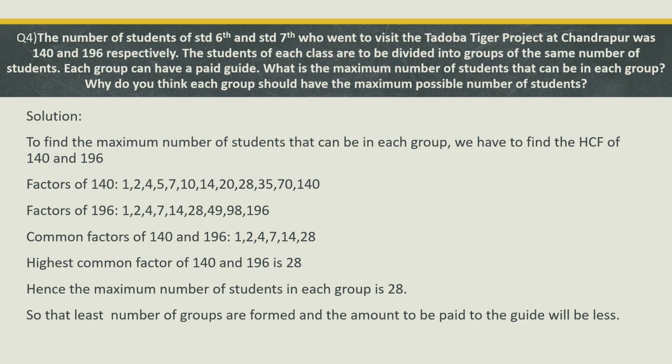And they're asking the reason why we should have the maximum possible number of students: so that the least number of groups are formed and the amount paid to the guide will be less. If many students are there in one group, there will be fewer groups and we need not pay so much for the guide.